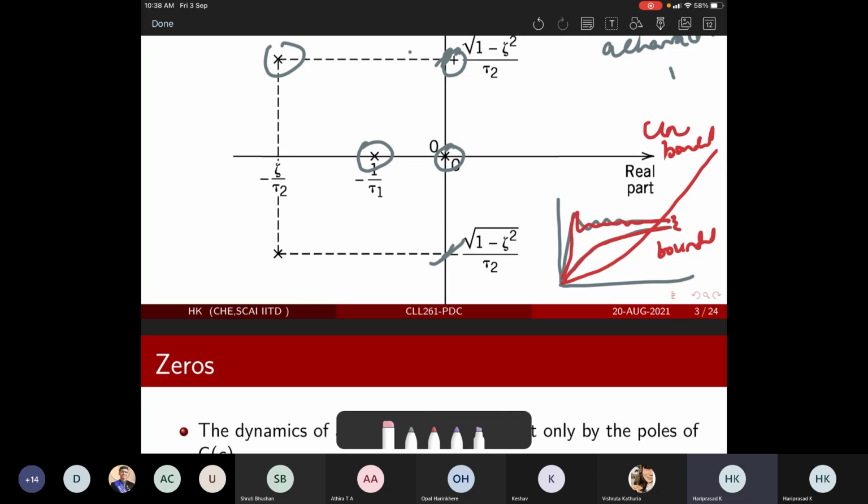While in the other case, your output is not stable. So see, this is y of t with respect to time. Over time, your output keeps on expanding. For instance, let's say this is a temperature you're modeling, the temperature of a reactor.